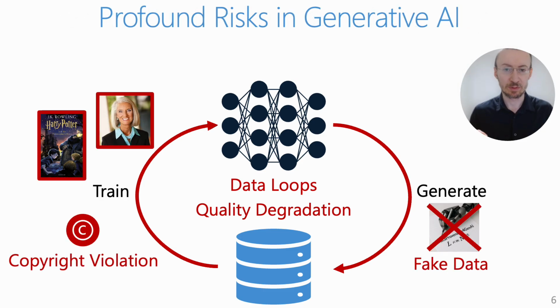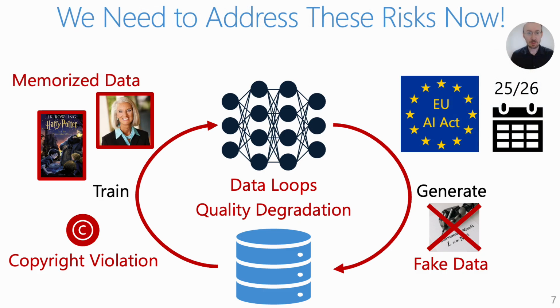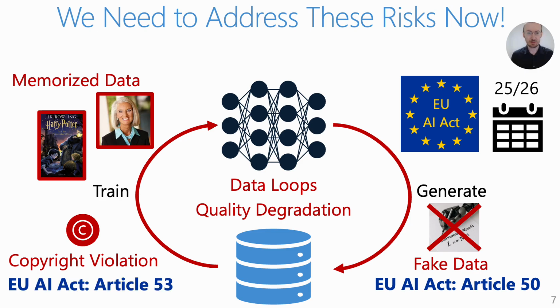All of these risks point to the same scientific challenge: data provenance tracing for generative AI. We must know where data comes from and also how it is used. The EU AI Act demands that we address these risks now. Article 50 requires robust marking of generated content and takes effect on December 2nd this year. Article 53 requires compliance with copyright laws and already took effect last year. So the problem is highly urgent.